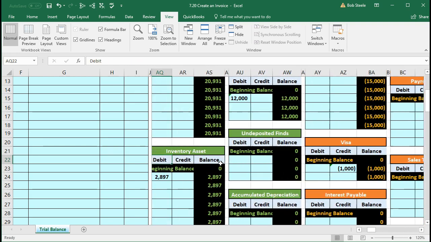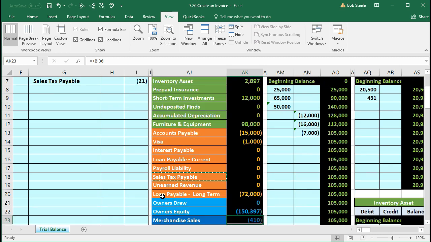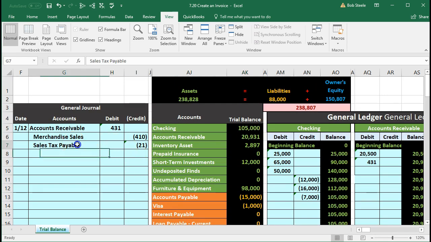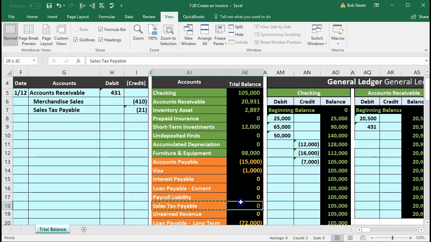I'm scrolling back to the left over here, back to the left. And there it is right there. There's the 410. Now we're going to post the sales tax payable. There's the sales tax payable. Here it is on the trial balance.